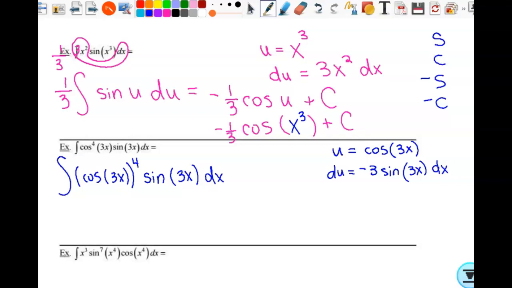Okay, so we all got the right U, right? We all got the correct U. All right, so U equals cosine 3x.